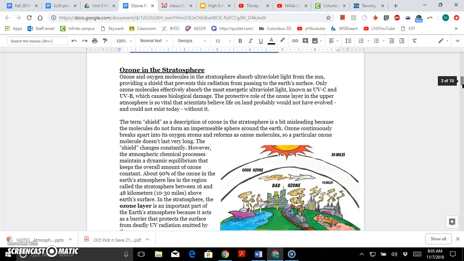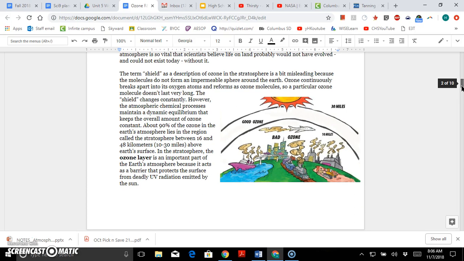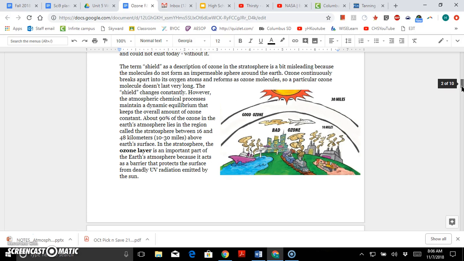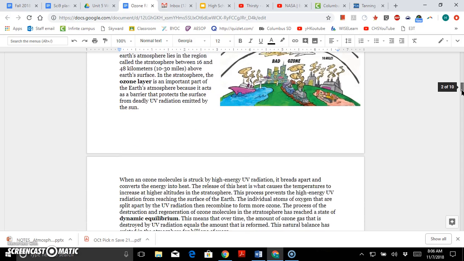About 90% of the ozone in the Earth's atmosphere lies in the region called the stratosphere, between 16 and 48 kilometers or 10 to 30 miles above the Earth's surface. In the stratosphere, the ozone layer is an important part of the Earth's atmosphere because it acts as a barrier that protects the surface from deadly UV radiation emitted by the sun.